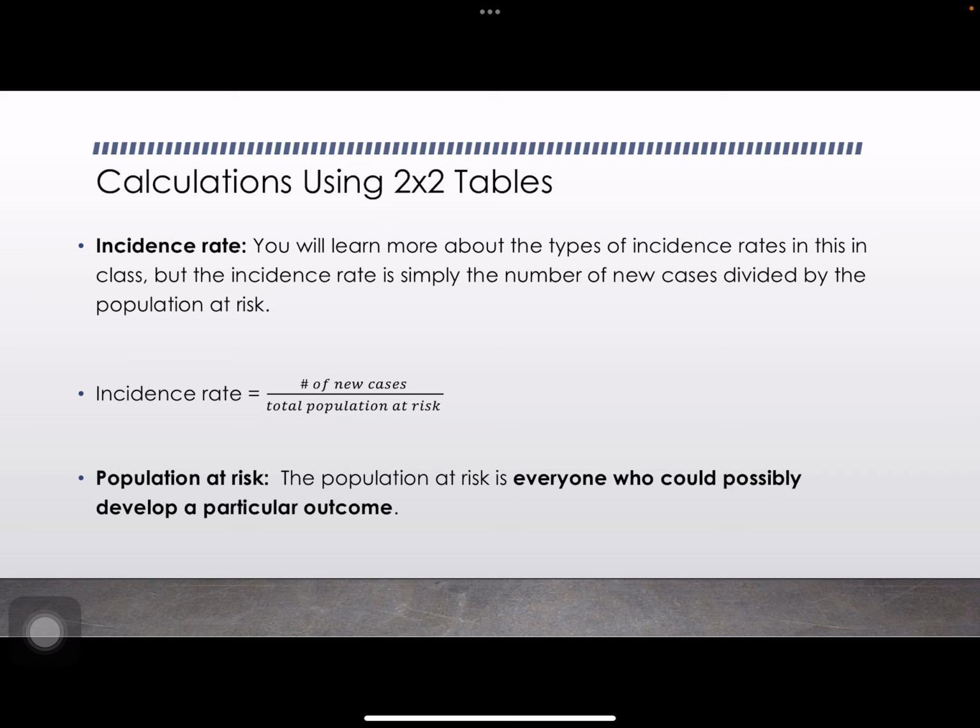Now that we know how to fill out a 2x2 table, let's learn about some of the calculations that can be done with this information. We will start by reviewing an incidence rate. There are several different incidence rates you will learn in public health, but for our purposes, recall that the incidence is simply the number of new cases divided by the population at risk in a given time period. The population at risk is just everyone who could be susceptible to the outcome at that time. Incident rates are the foundation of risk ratios.